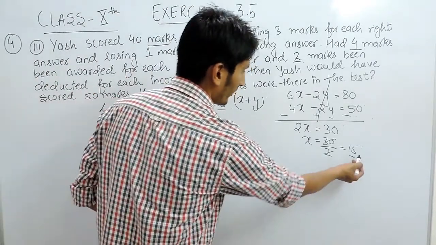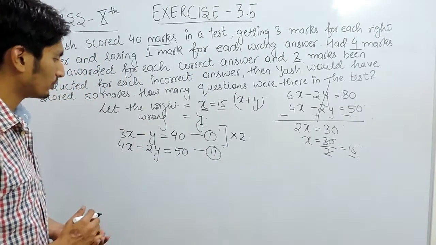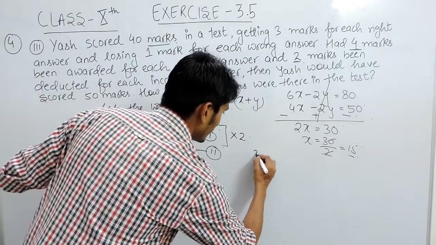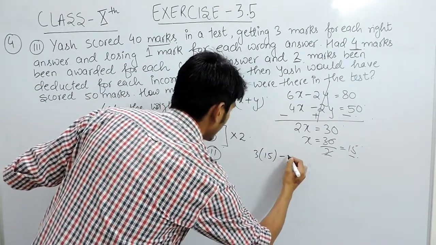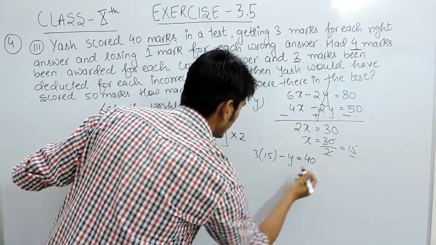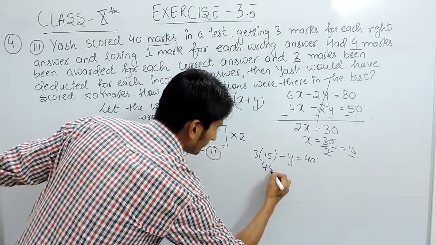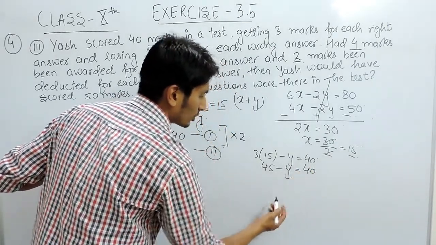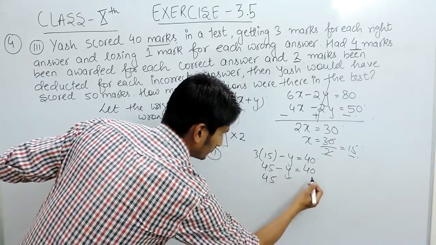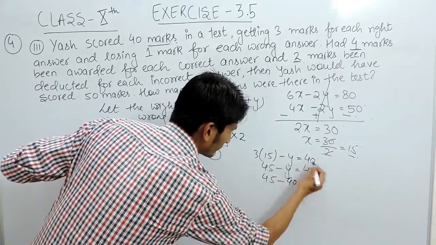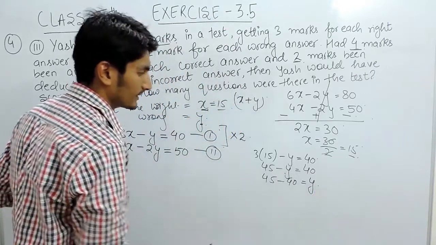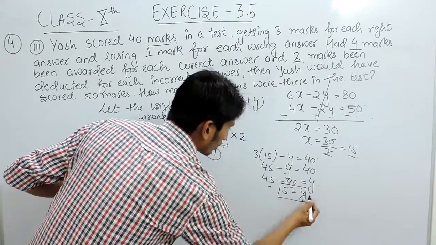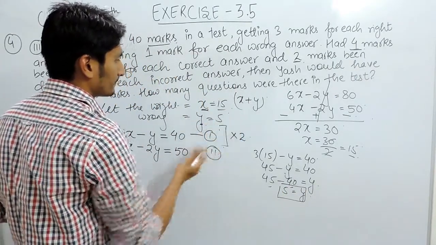And if you want to find the value of y, substitute this value in any of the equations. Let's say I am substituting the value of x in the first equation. So this is 3 into 15 minus y is equal to 40. So 15 into 3 is 45 minus y equals 40. You can shift this variable to that side and this constant to this side. This plus will become minus, and this minus when shifted to that side will become plus. So 45 minus 40 is 5. So the number of wrong answers marked in this case is 5.